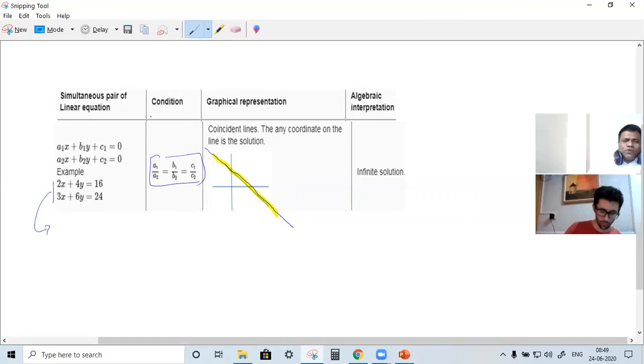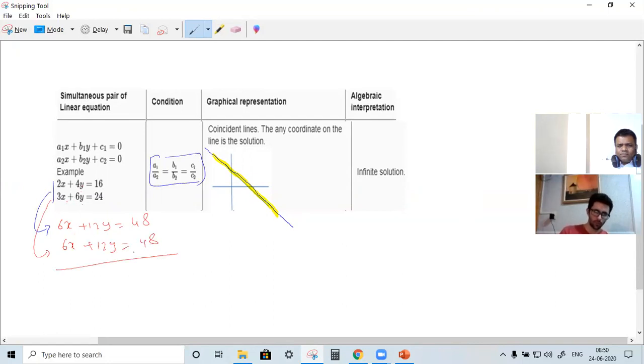To solve this one, you have to equate the coefficient of one of the variables. Which one do you want to equate? X or Y? Y. You can equate any, even X also. Let us say equate Y. So this is multiplied by 3, this is multiplied by 2. If you multiply by 3, this is going to be 6x plus 12y is equal to 48. This is multiplied by 2, 6x plus 12y.